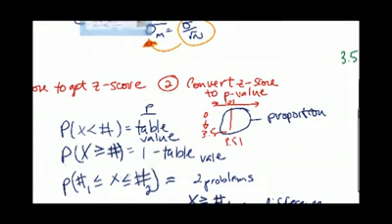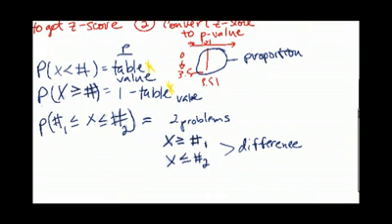So basically, if you are asked to find a value that's less than, just use the table value. If it's greater than, do 1 minus the table value. That's what happens when you make late night videos. And then if it's between two numbers, just find the less than for both the numbers, and take the difference between the two.